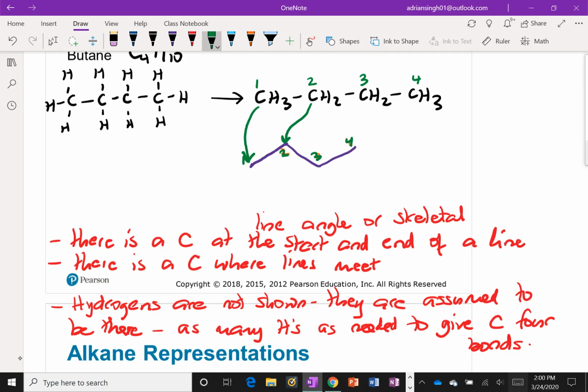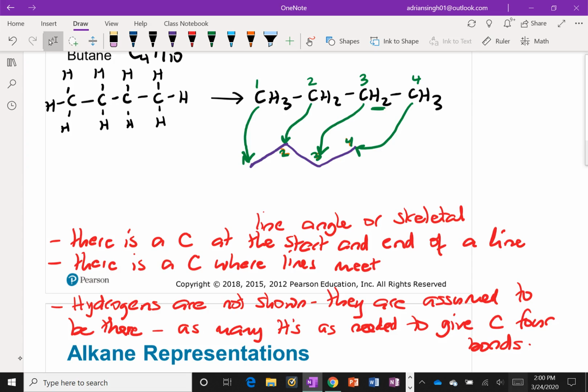There's a bond to the carbon on the right, so it needs 2 more bonds to H's. Same thing with carbon number 3 right here. In the line angle structure, you can see those 2 bonds to carbons on either side. It needs 2 more bonds to H's to make sure it's got 4. And then our last carbon here on the end is going to need 3 H's on it to make sure that it has 4 bonds.